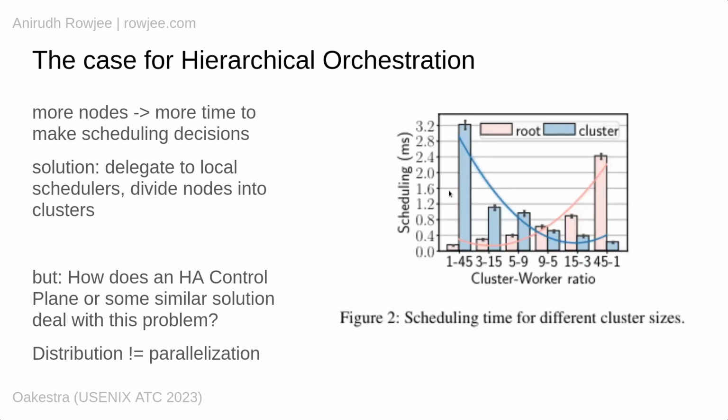45 root cluster to 1 ratio. Could you explain that a little?